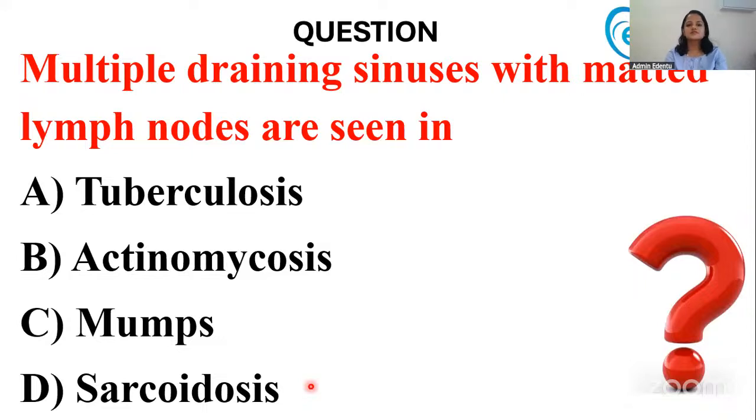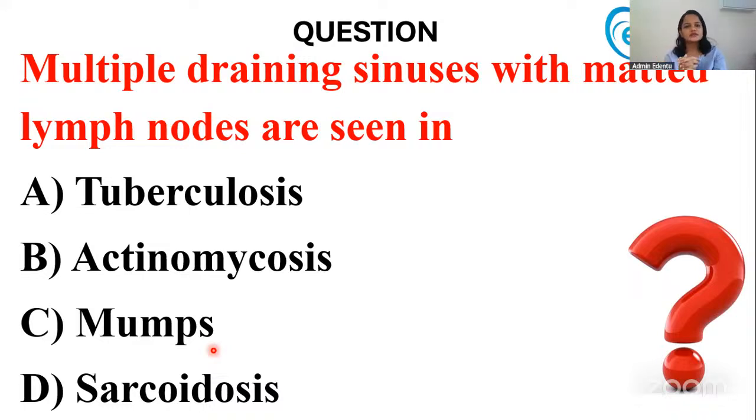Now, next is multiple draining sinuses with matted lymph nodes are seen in. Is it seen in tuberculosis or actinomycosis or mumps or sarcoidosis? In the options given, the first three are infectious diseases, and the last one is a granulomatous disease only. Since it is an infectious disease and since it is a granulomatous disease, you will be able to see enlargement of the lymph node in all these diseases. Now, usually, when you palpate an enlarged lymph node in the submental region or in the submandibular region, you will be able to palpate a single lymph node usually.